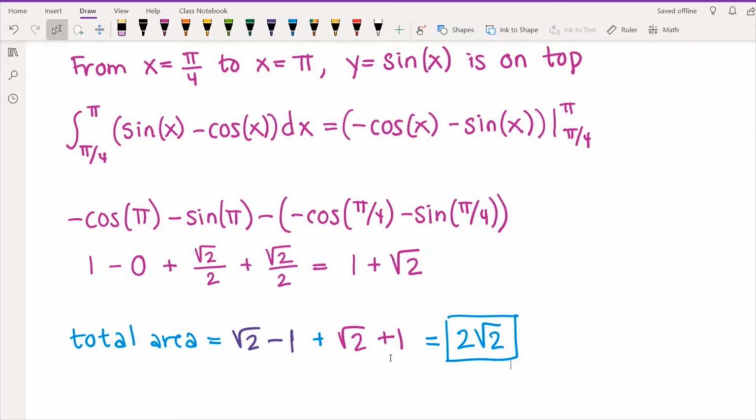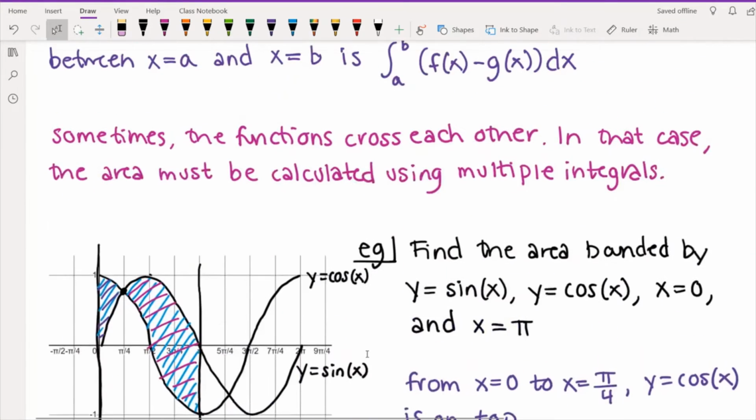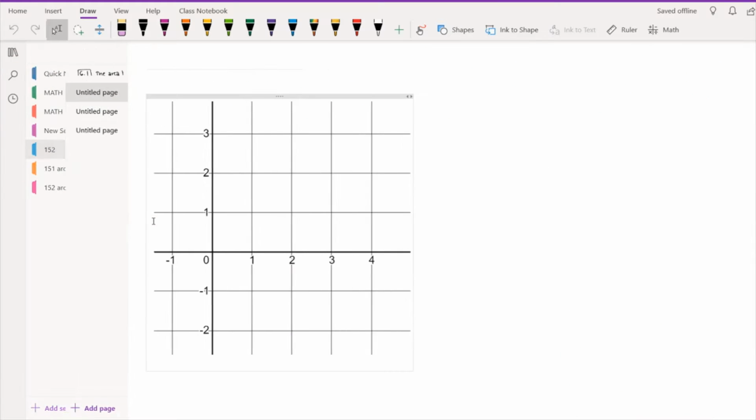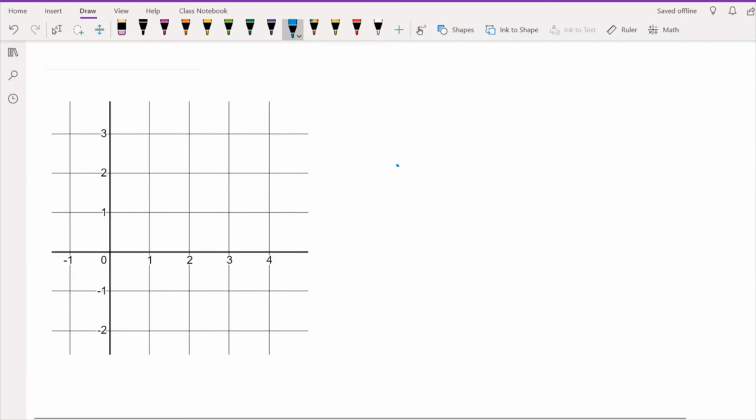Okay, so this is one kind of situation that can arise. You can have a situation like this where you only have two functions, but the one that is on the top and the one that's on the bottom switches. But now we're going to look at an example where we actually have three different functions. And it will play out similarly to the last example we did because we'll see that we have to split it up into two different integrals.